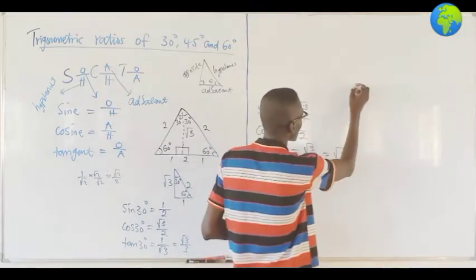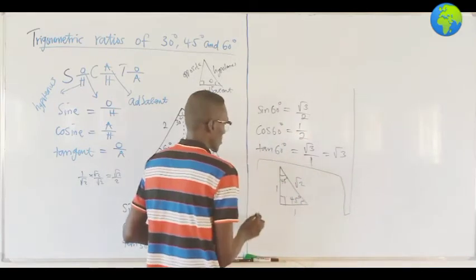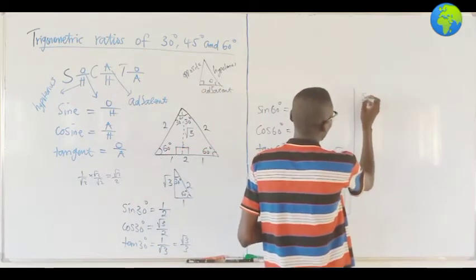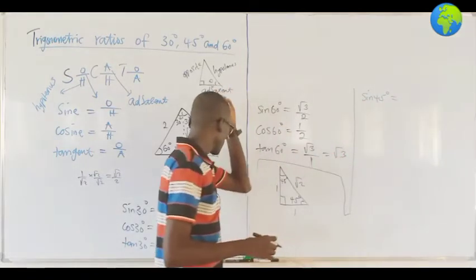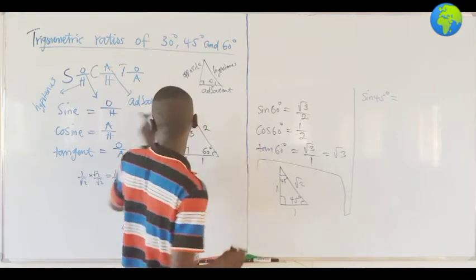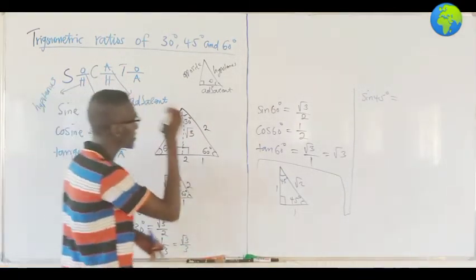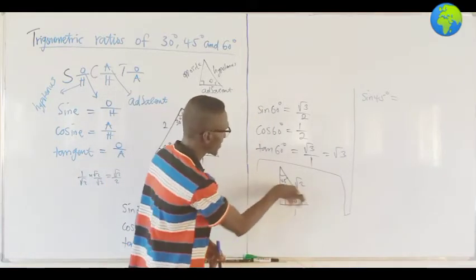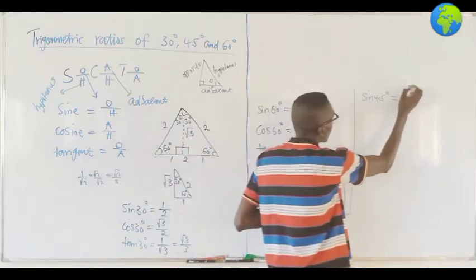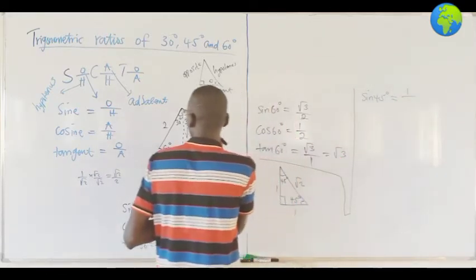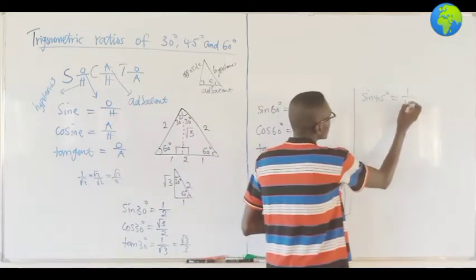So let me split this down. Talking about this, what is our sine 45 degrees? Sine is opposite over hypotenuse, right? So what is our opposite? The opposite is 1, which is 1 over the hypotenuse. The hypotenuse here is going to be square root of 2.